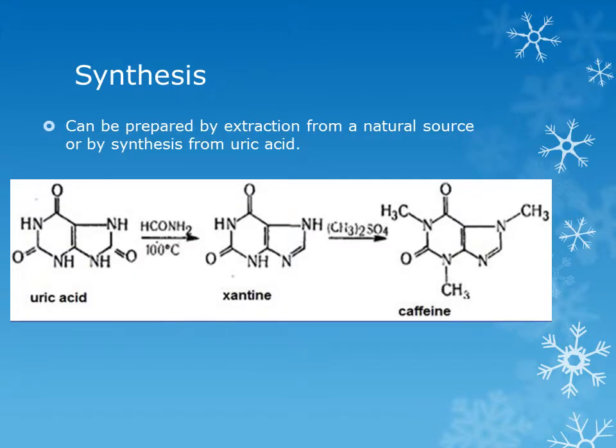The synthesis of caffeine. It can be prepared by the extraction of a natural source or by the synthesis of uric acid. The image below is of the synthesis from uric acid. As you can see, through the first reaction, it turns into xanthine, which then is turned into caffeine.